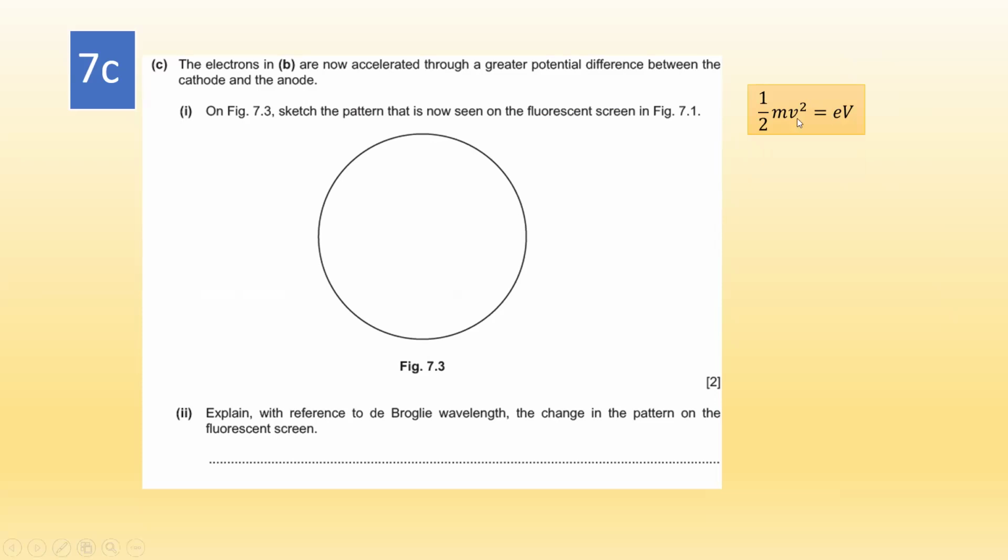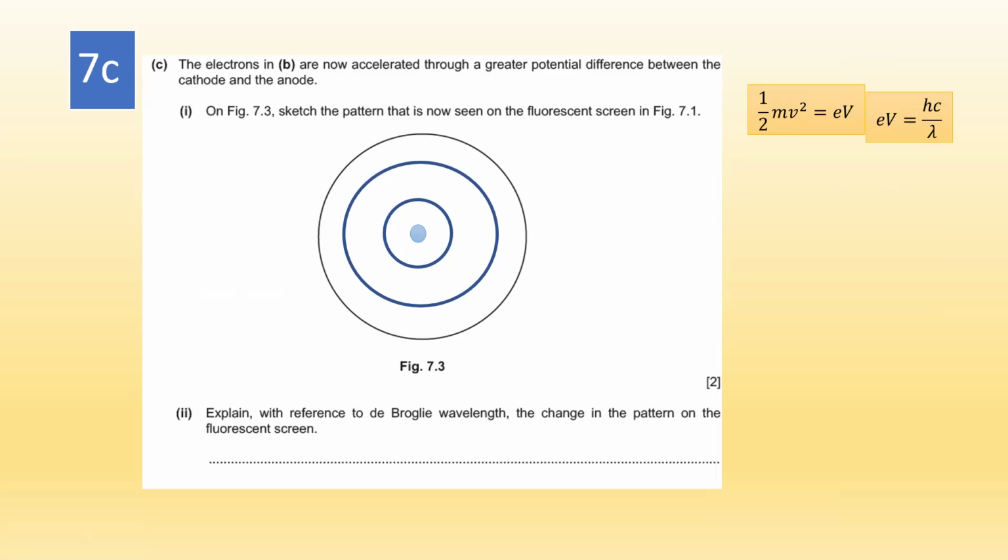There's the kinetic energy of electron. There's the accelerating potential difference energy. Electron accelerated through a potential of V, and that is if all the electrons behave as waves. So this is your lambda. So your lambda will become, with increased V, the lambda becomes smaller, right? You see the concentric circle there.